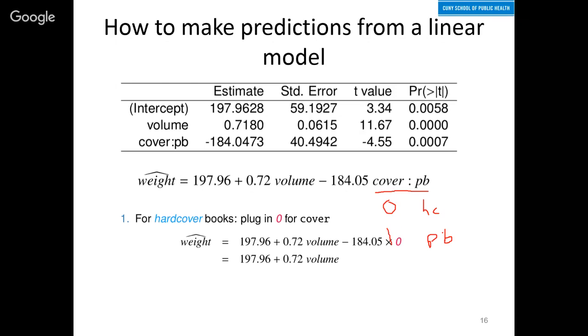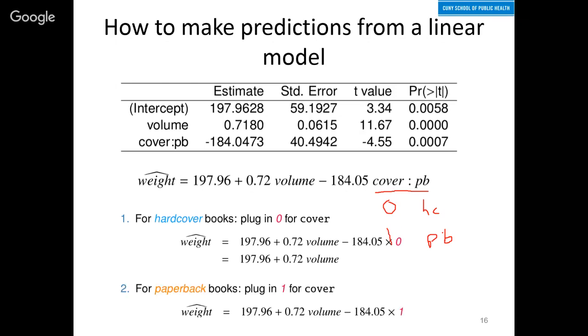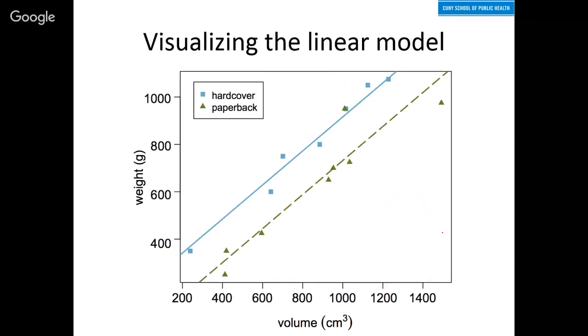So, for hardcover books, this dummy variable is 0. So you're going to plug in 0 and just use those first two coefficients. And for paperback books, the dummy variable is 1. So you have to subtract this coefficient of minus 184. Piece of cake.